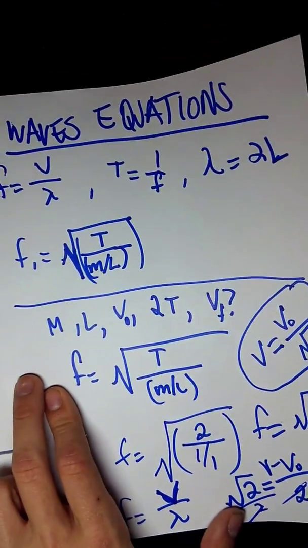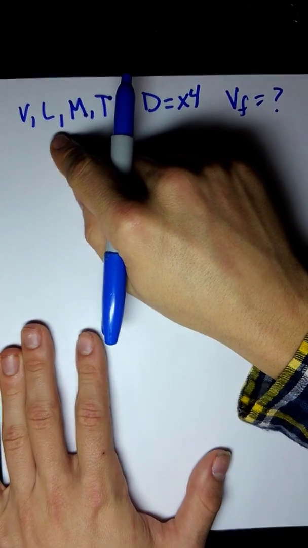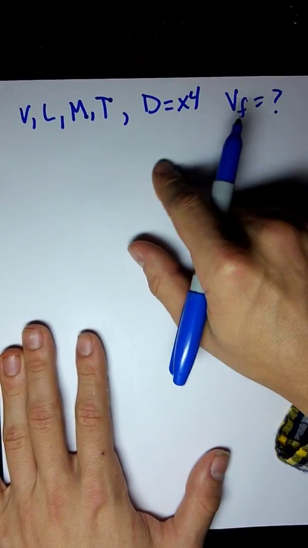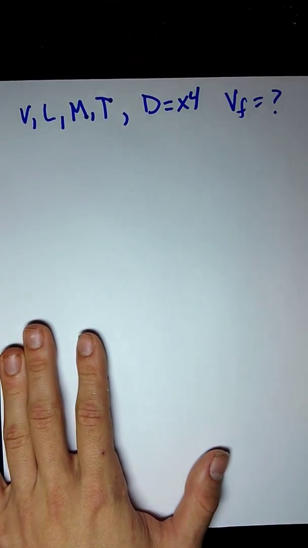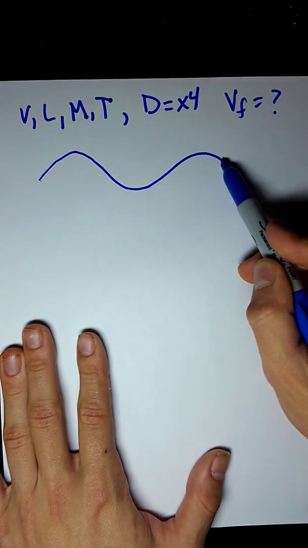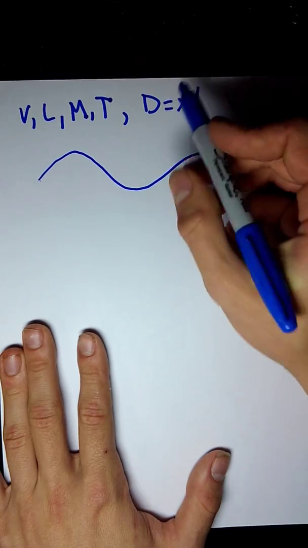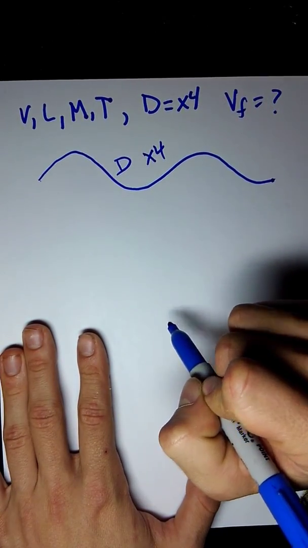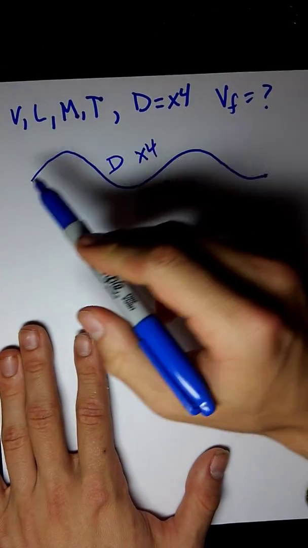Alright, moving on to the next problem. In this problem, I'm given velocity, length, mass, and tension. And I quadruple the linear density. So I'm asked now to find final velocity. If I were given this wave, it would look like this. I quadruple this linear density, meaning that this rope's density becomes times 4. So it becomes 4 density, and I want to find my final velocity given my initial.